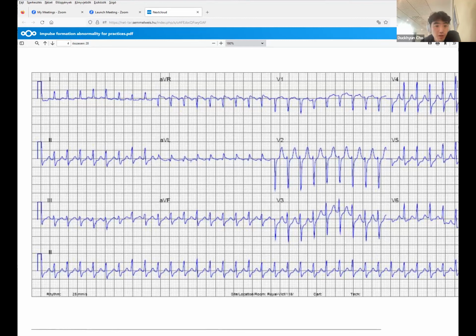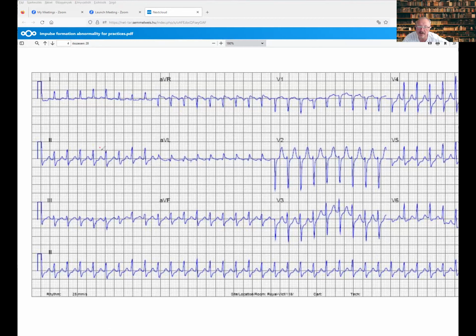So it's sinus tachycardia, so we can find the T wave. Okay, that's good. But that's a T wave right here. That's a T. Oh, okay. These are not P waves. This is not a P. That's a T wave.